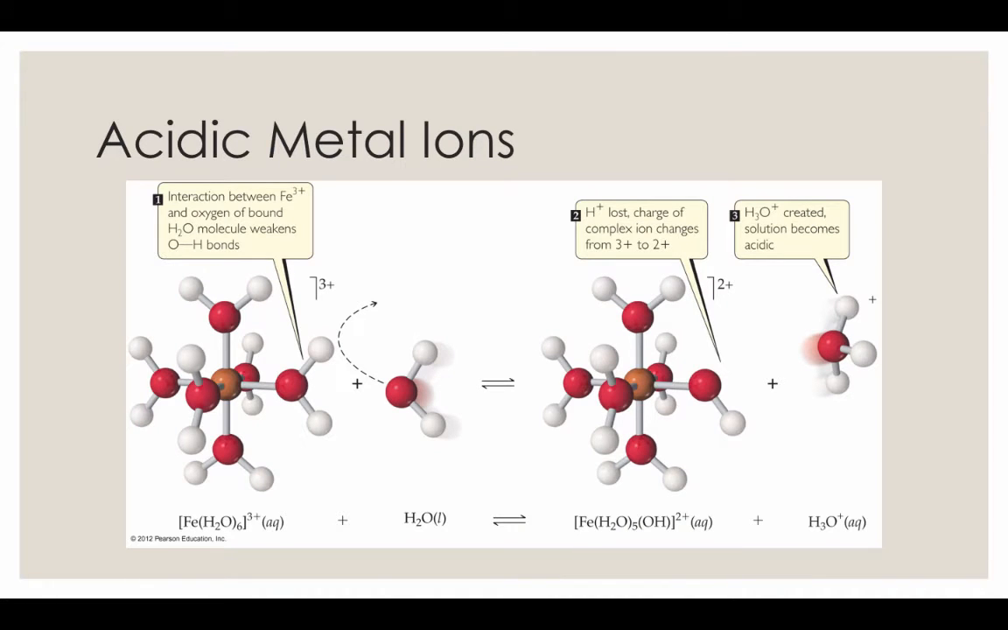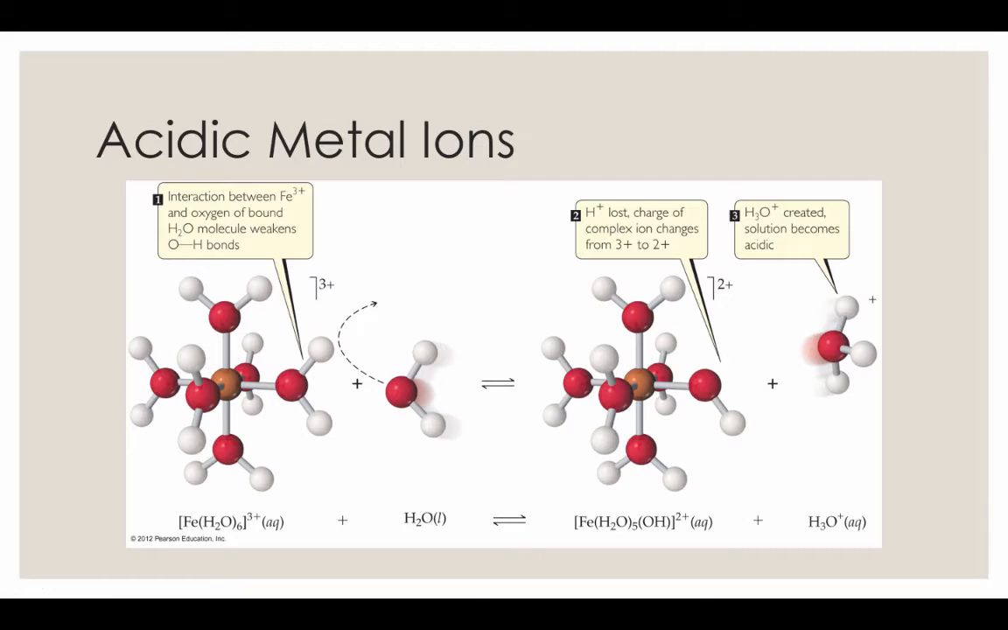Finally, let's look at the case of acidic metal ions. Generally, when a metal ion with a large charge, such as +3 in the case of iron here, dissolves in water, it interacts with several water molecules to become hydrated. Here's our iron atom represented in orange in the middle, and our 6 water molecules, which have hydrated the iron ion or formed a complex around the iron ion.